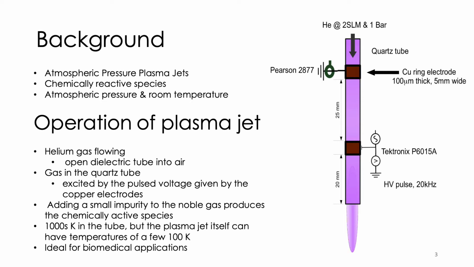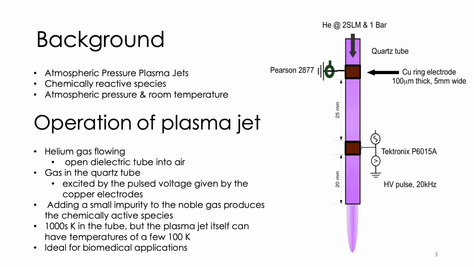The plasma jet consists of helium gas flowing through an open dielectric tube into air at atmospheric pressure and room temperature. Gas flowing through the quartz tube is excited by the pulsed voltage given by the copper electrodes that creates the plasma. Adding a small impurity to the noble gas produces the chemically reactive species. The flow rate of the working gas or the electric field geometry determines the length of the plume.